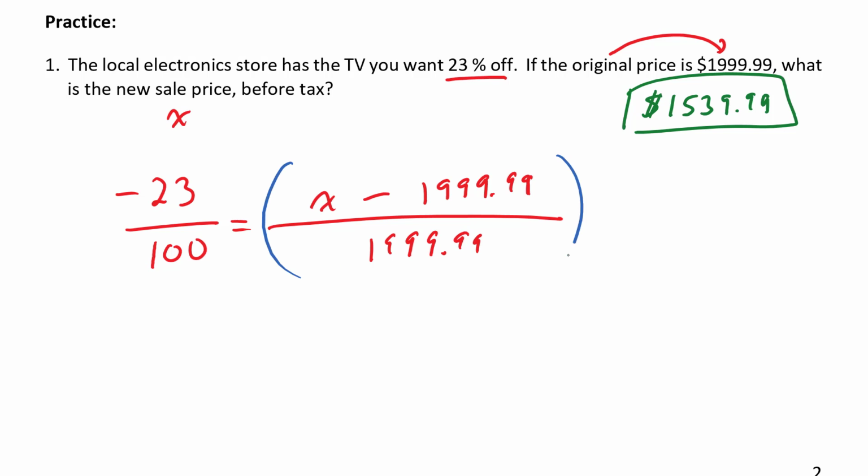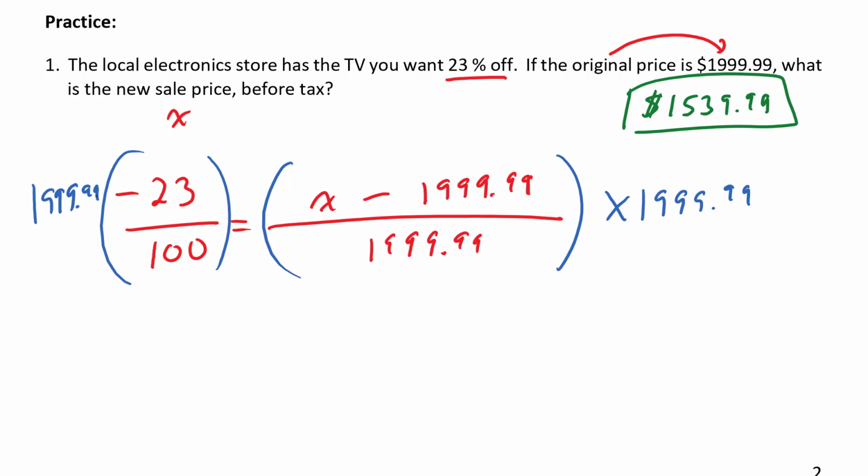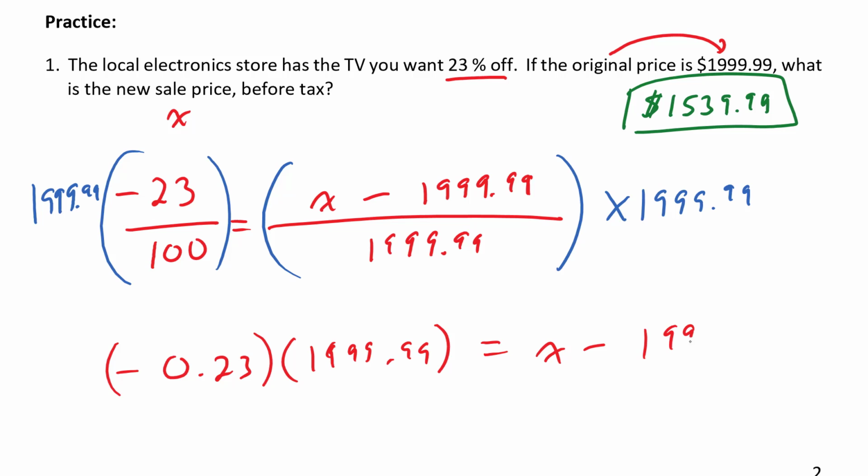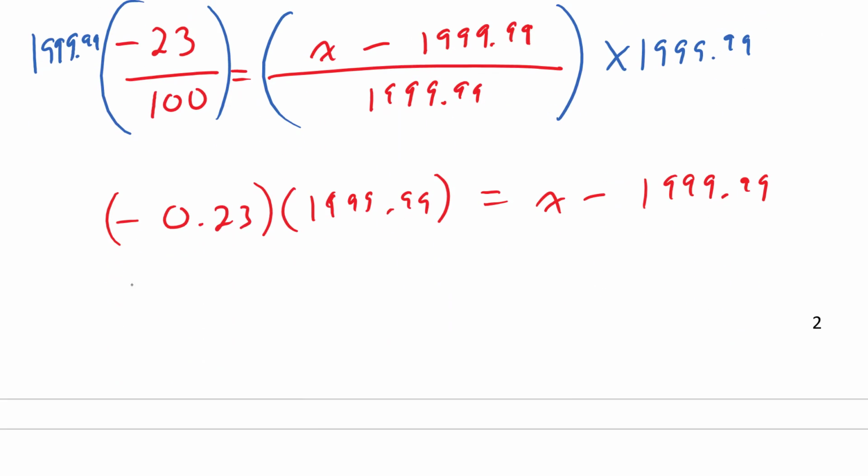Let's get rid of this denominator by multiplying this side by the denominator. Whatever I do to one side, I have to do the same thing to the other side. Minus 23 divided by 100 as a decimal equals x minus 1,999.99. Swing that over to the other side.